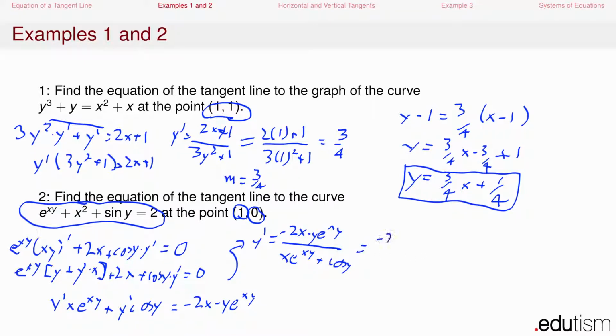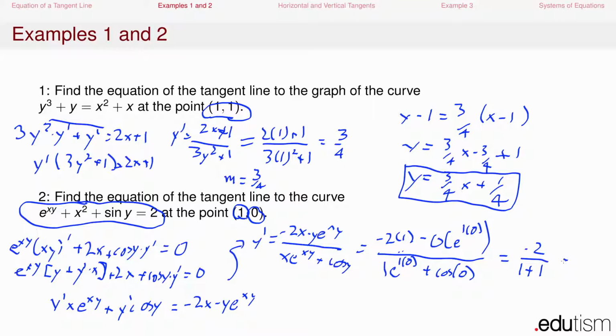So we get (negative 2 times 1 minus 0 times e to the 1 times 0) all over (1 times e to the 1 times 0 plus cosine of 0). So on the top, negative 2 times 1 is just negative 2. This whole thing is 0, so we get negative 2. 1 times e to the 0 is going to be 1. Plus cosine 0 is 1. Negative 2 over 2 is negative 1.